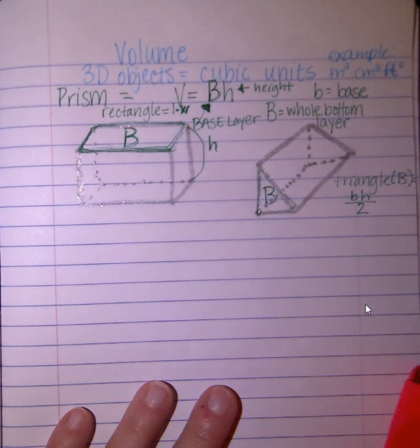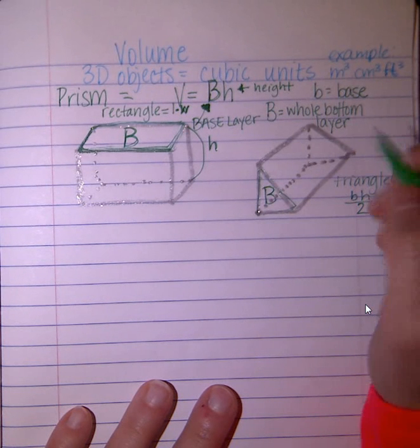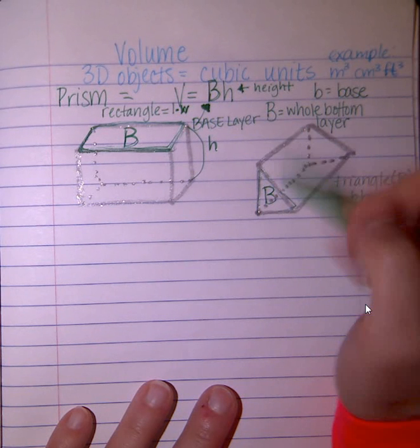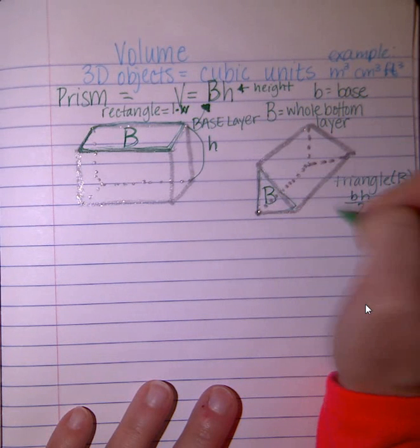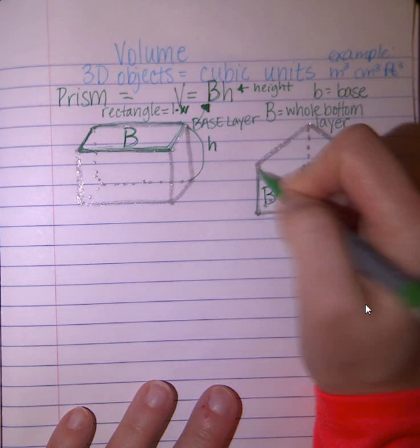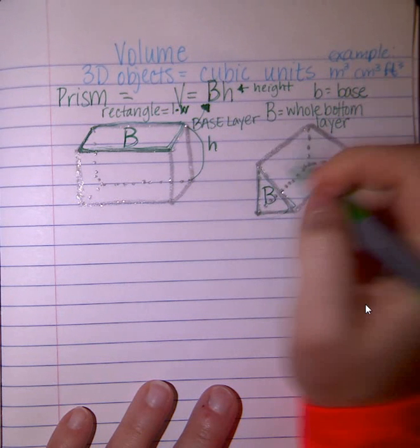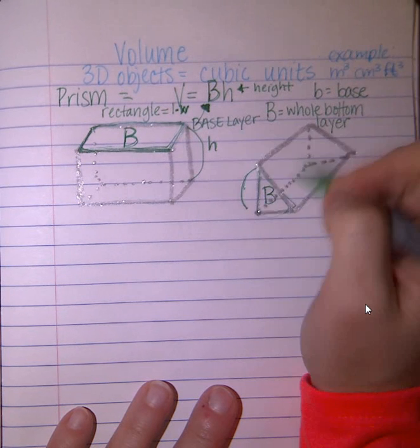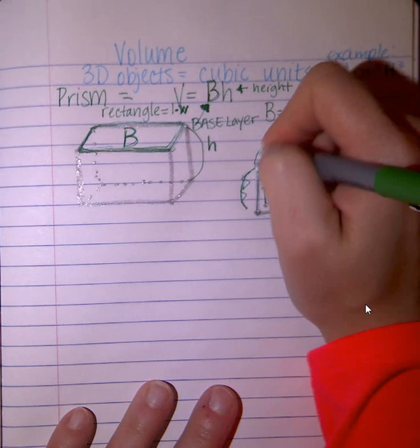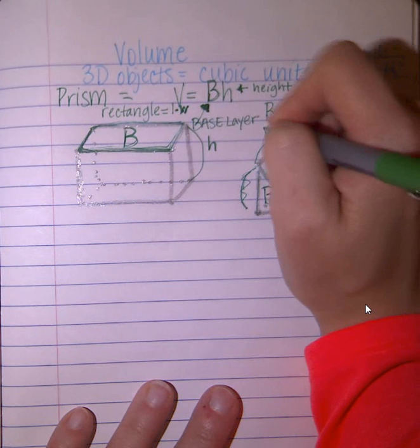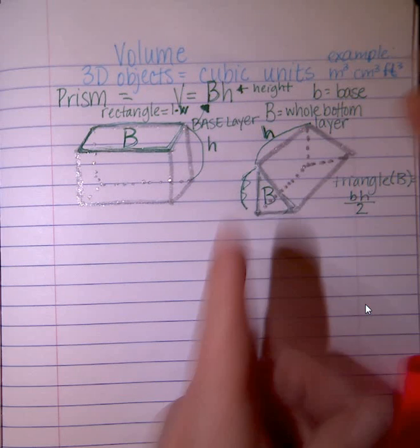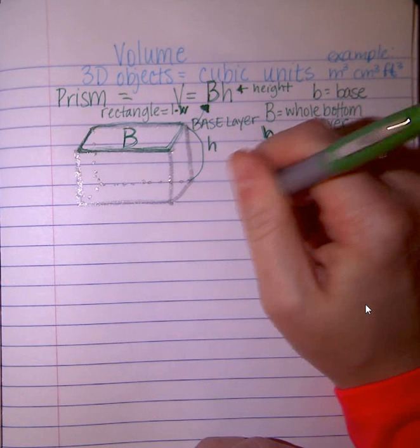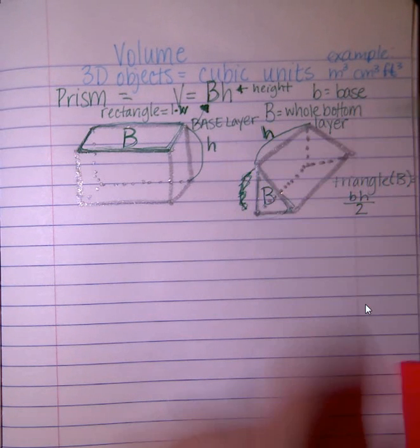Then you would just multiply whatever your big B is, that bottom base layer of the triangle, times the height of the prism, which is actually this. If you stood it up on the base, this is how tall it is, not this. Okay, so I'm going to do an example.